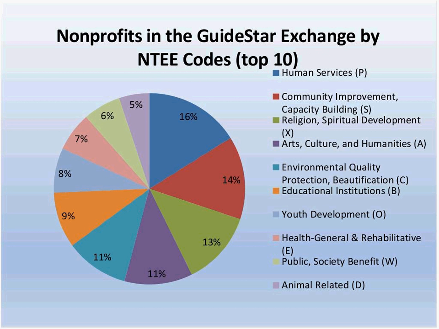I also wanted to share with you how nonprofits break down by NTEE codes, which you may be familiar with. NTEE codes are a way to categorize nonprofit operations according to causes or social areas. And so you can see this is just the top 10 that we have, but here's the breakdown across human services, community improvement, religion, arts, environment, education, youth development. You can see there's quite a range of types of organizations that participate, not only in size, but across cause types as well.